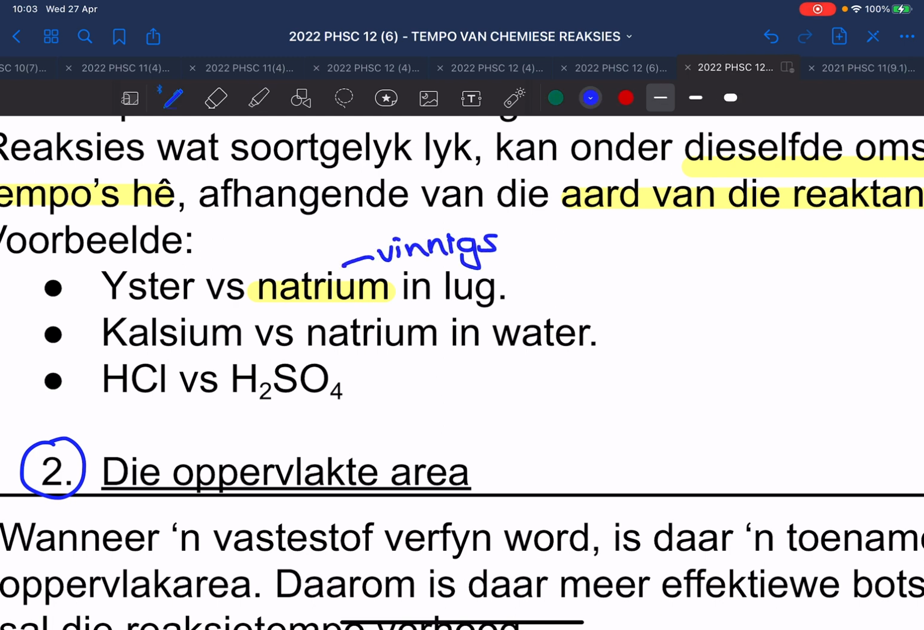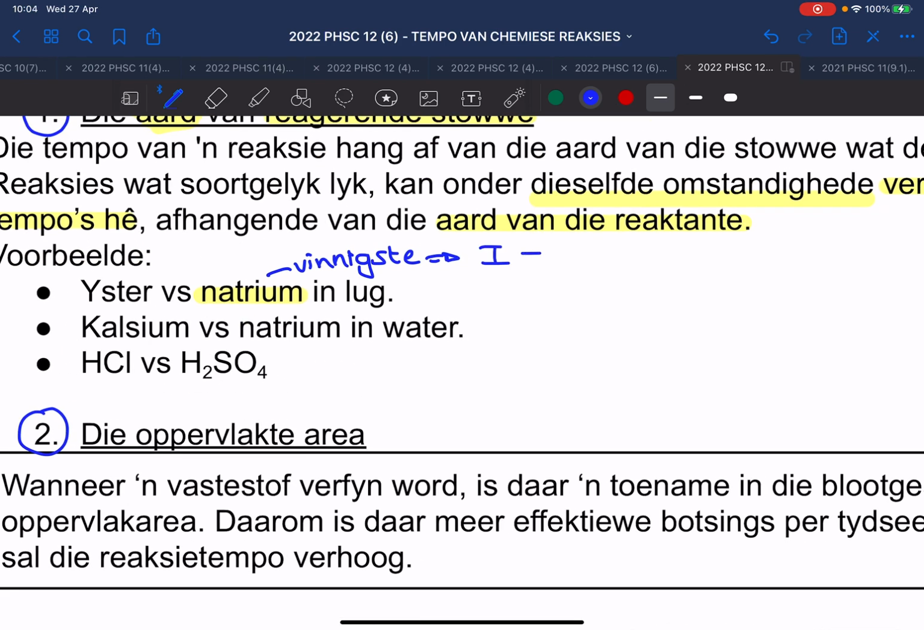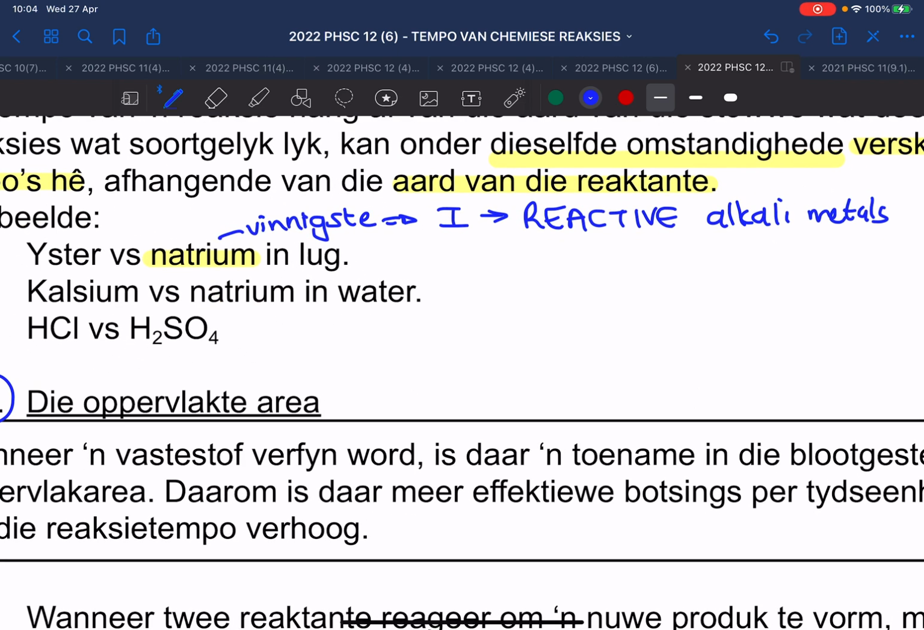And how are you going to remember this? If you look at sodium, where does sodium sit on the periodic table? Group 1. Group 1 are called not only alkali metals, dit word genoem reactive alkali metals. Okay. Groep 1 is super reaktief. It's very reactive. Reactive alkali metals.